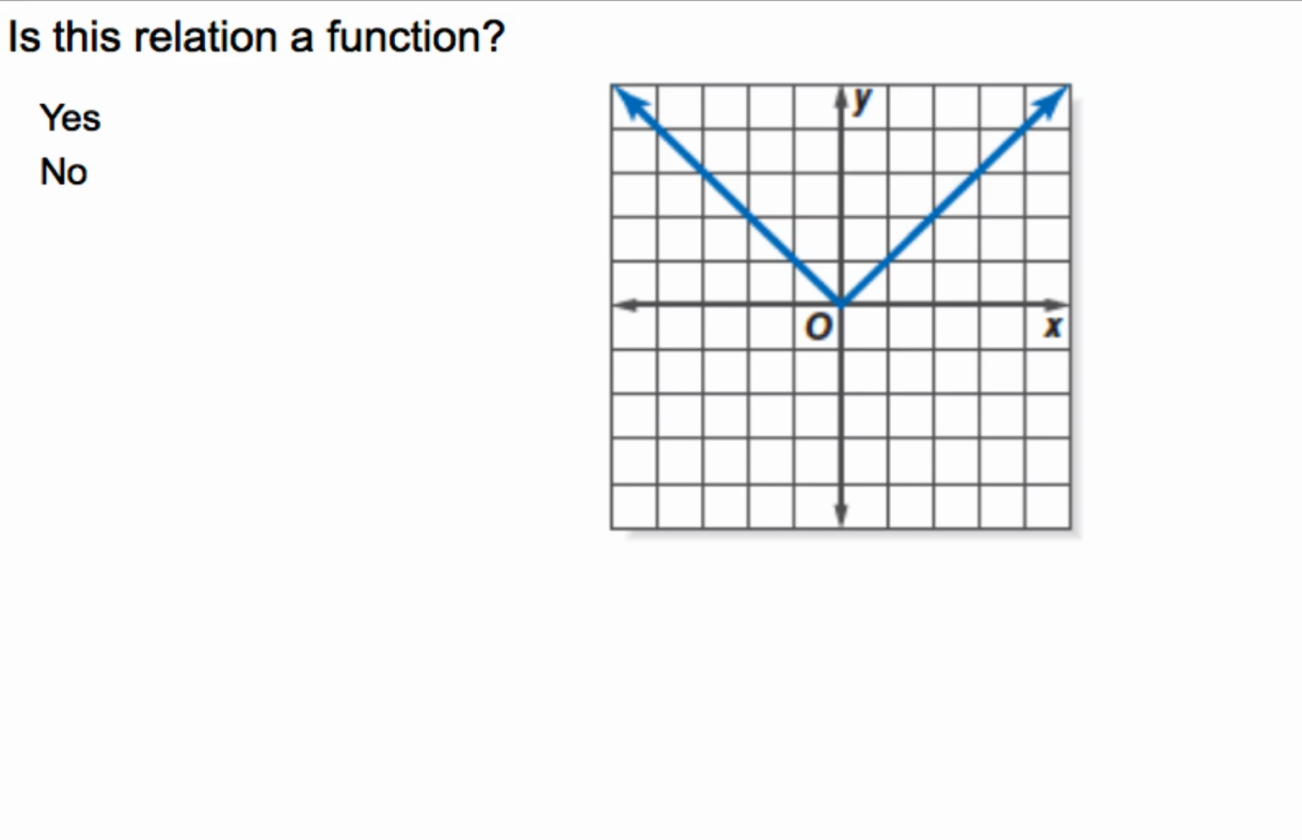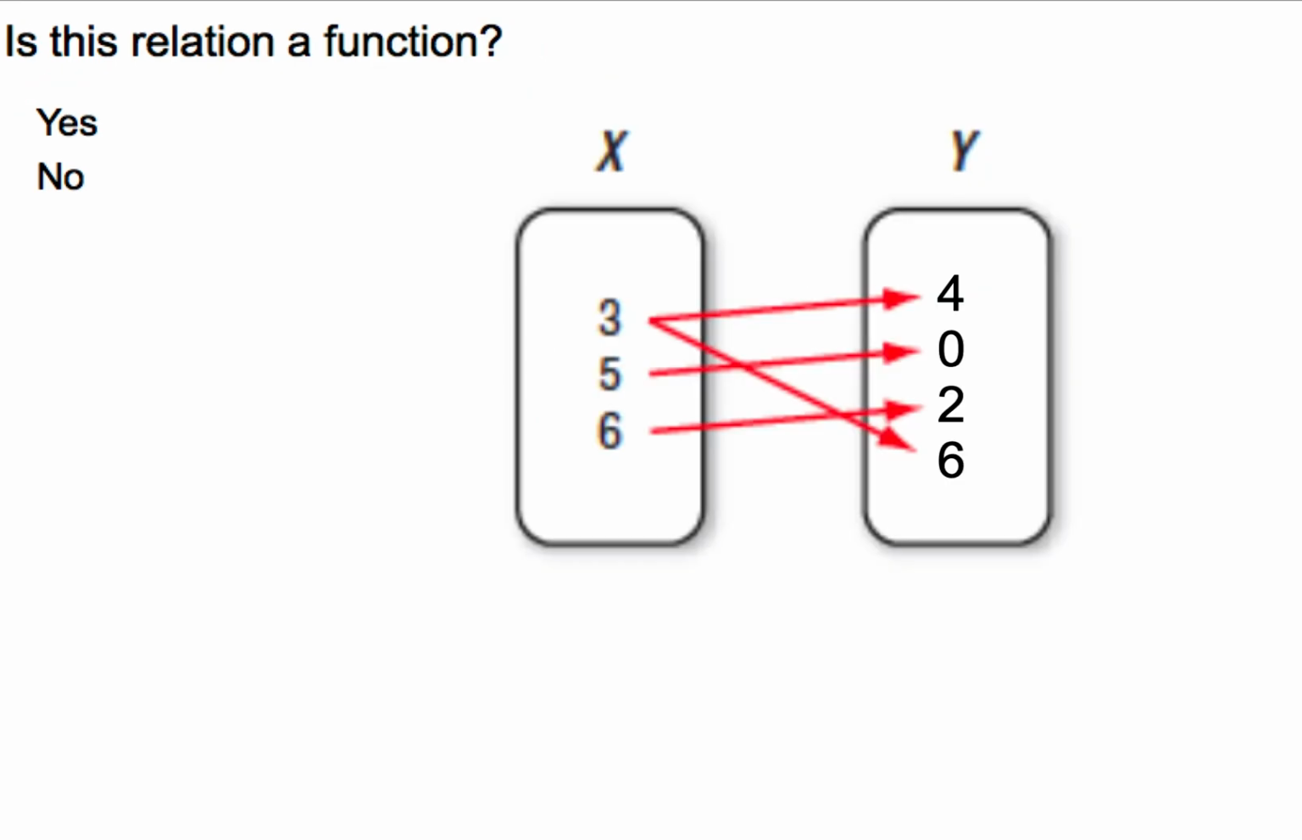Is this relation a function? If we take our vertical line and pass it along there, does it ever cross this blue line more than once? Well, it doesn't. So this is a function. It passes the vertical line test. Is this relation a function? So it's a mapping diagram. We're looking for an input that has more than one output, and this does have that. 3 goes 2 different places. So it is not a function.